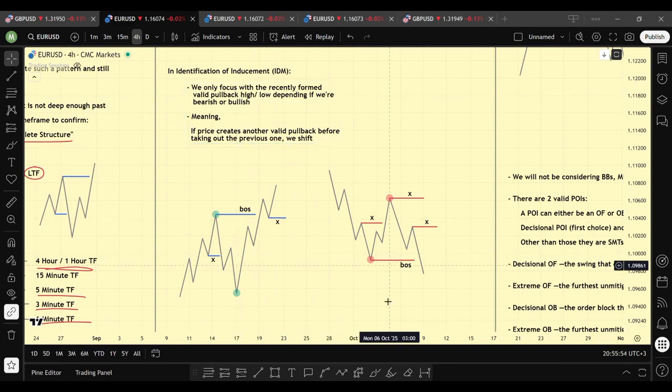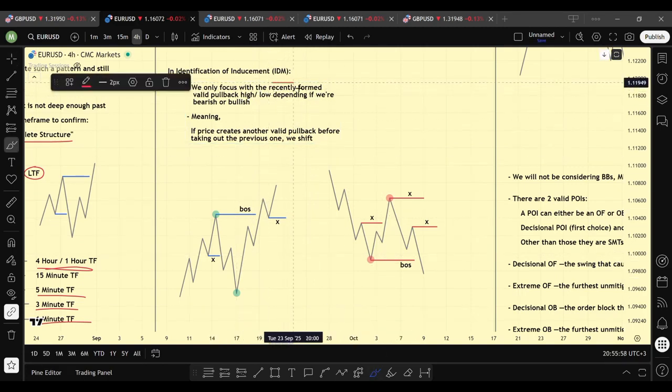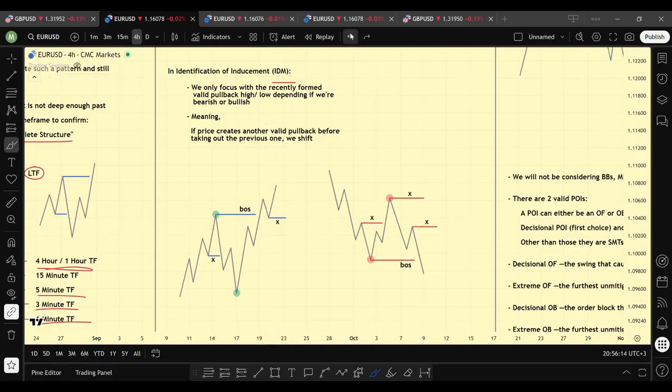Recently formed. This is the keyword: recent. This recently formed valid pullback, high or low, depending if we are bearish or bullish. Meaning, if you are bullish, we'll be focused with the low, and if you are bearish, we'll be focused with the high. So that's the reason as to why I'm saying depending if we are bearish or bullish.